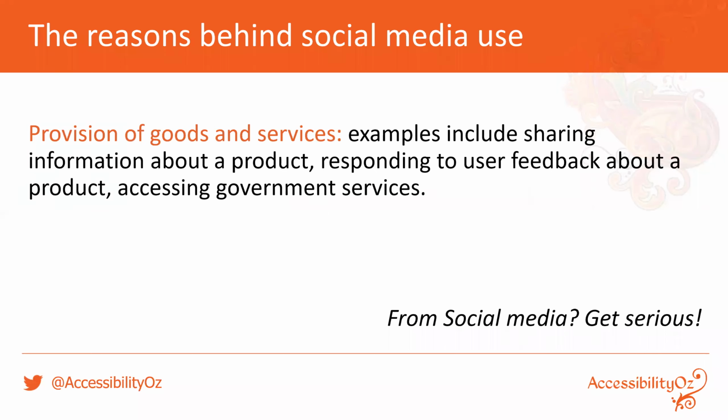The fourth is provision of goods and services, things like sharing information about a product, responding to user feedback about a product, accessing government services. So for example, if you have problems with the product, I have a little gadget, like a USB hub, and I couldn't figure out what connector it used, and I didn't have the connector, so I tweeted it at Logitech or whoever it was and asked them what the connector was, and they told me.